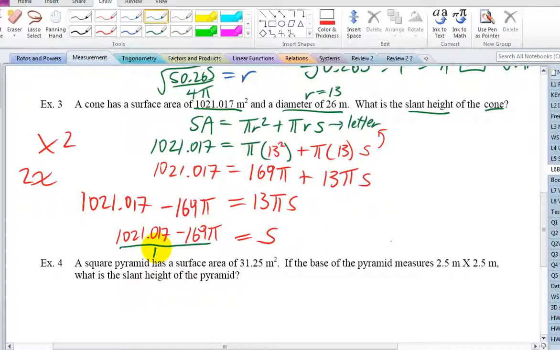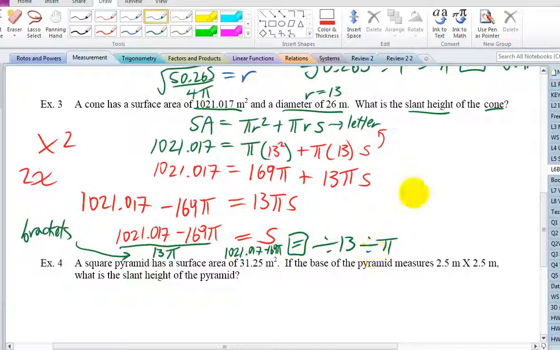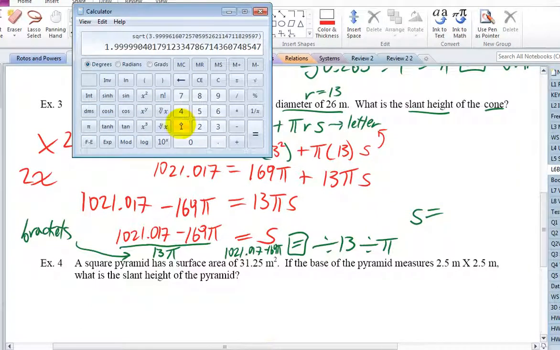Divide by 13 pi. Now in your calculator, you're probably going to need brackets for the bottom. Or divide by 13 and divide by pi. But make sure you get an answer on the top first by pressing equals. Okay? So it's going to be 1021.017 minus 169 pi equals, divide by 13, divide by pi. Try that on your calculator. You got to be able to do it.